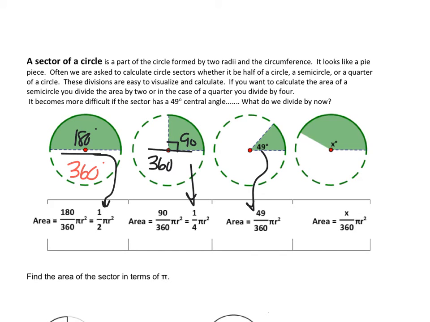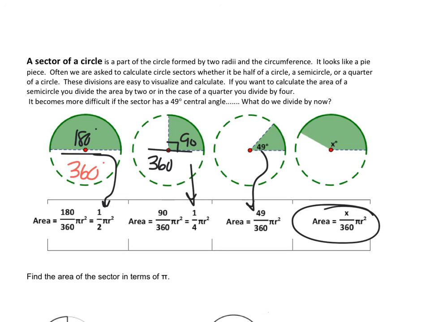So your regular sector of a circle formula that you have to memorize is x over 360 pi r squared. And that x is just the measure of your central angle, or the angle that opens up and hits your outer piece. All right?